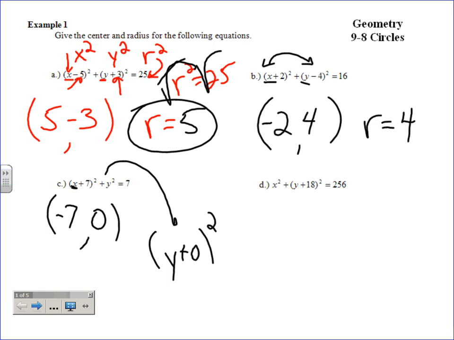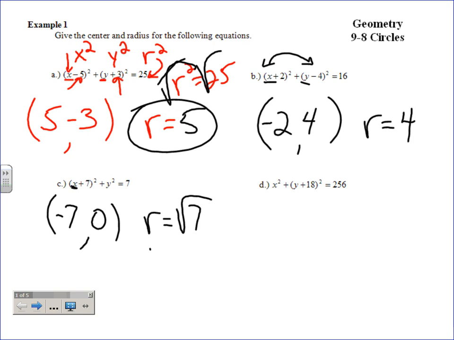Now, what do you do here? Well, the radius, depending on the directions, if it says just find the radius, would it be okay to just say it's the square root of 7? Yeah. If it says to round to the nearest tenth, is that okay? No. So you have to read the directions and find out what it wants. If it wants you to, then you go ahead and you figure that out.